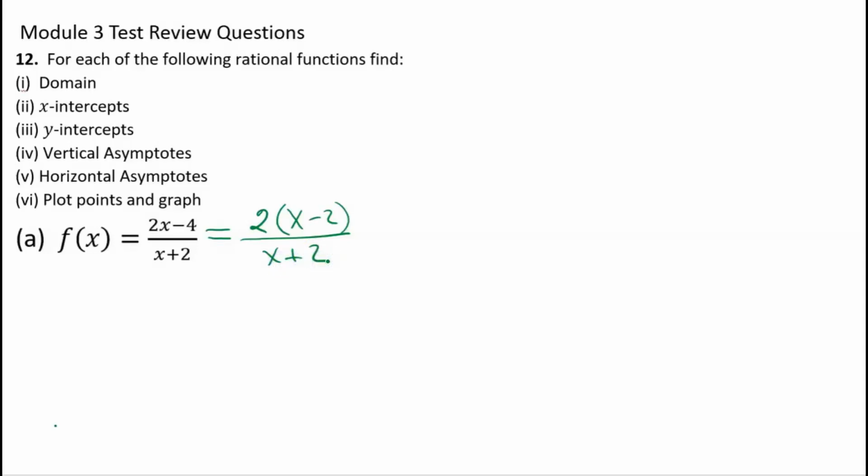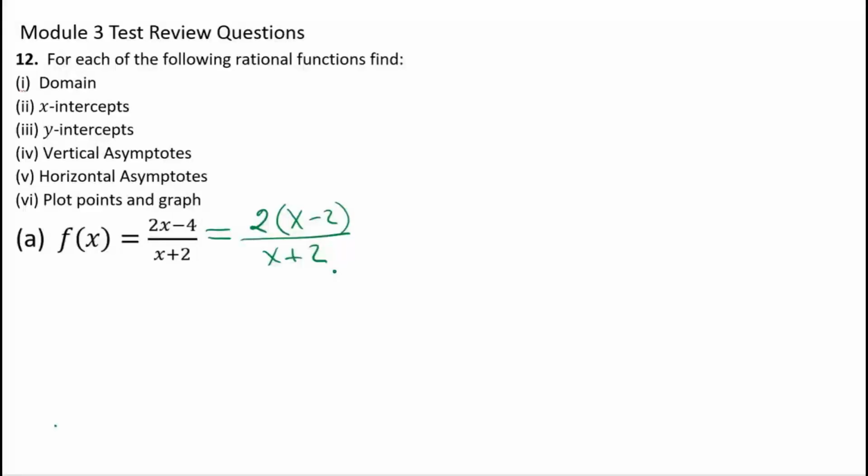Does any of that cancel? No, please say no. X minus 2 and x plus 2 doesn't cancel. I can't cancel that 2 and that 2 because that's part of a binomial right there. Can't cancel part of something that's added or subtracted, only things that are multiplied. So there it is, simplified. That's as good as it gets.